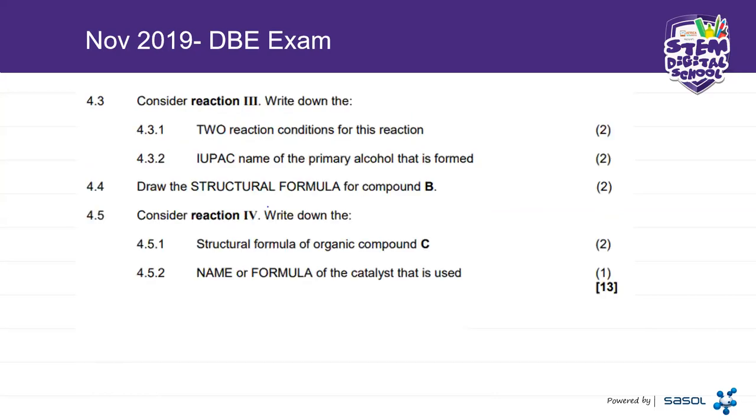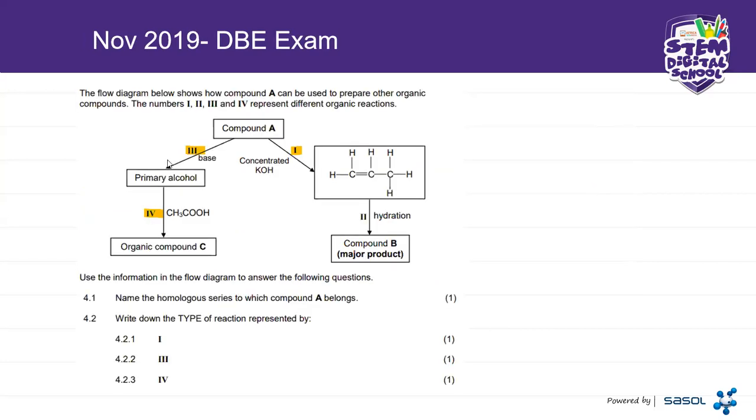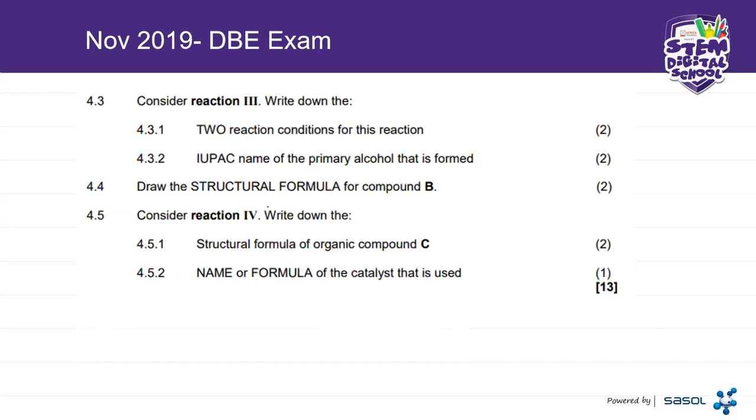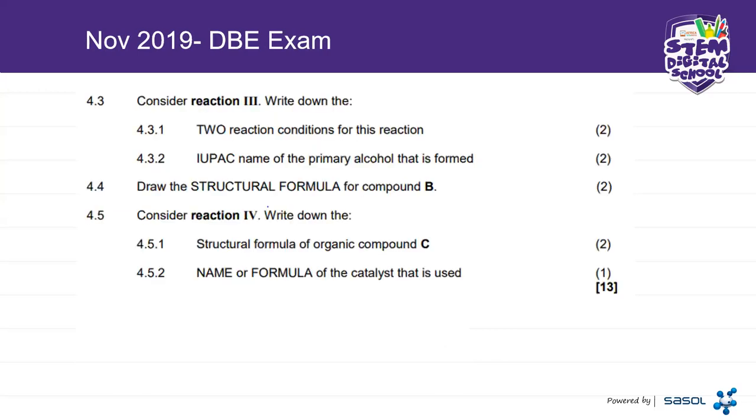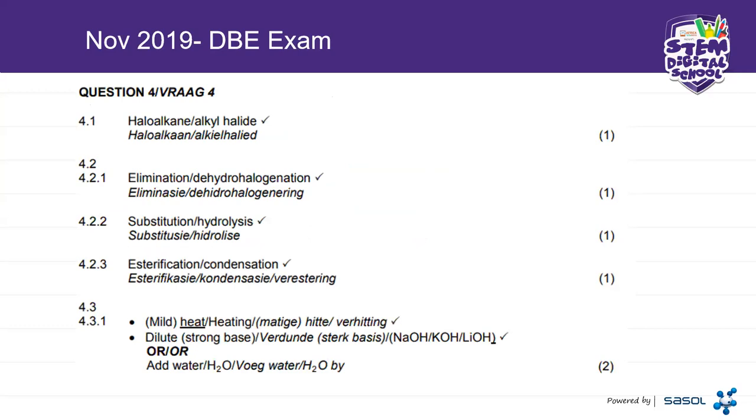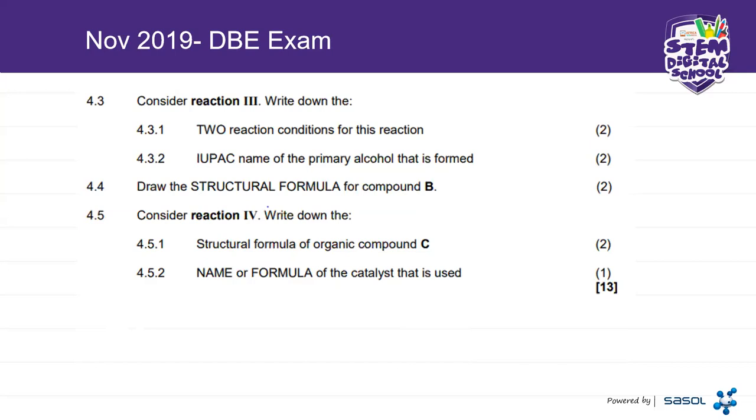So now they talk about considering reaction number 3, which is this one here, where we said it's a substitution reaction. It says, write down the 2 reaction conditions for this reaction. What's most important is for us to understand how we need to write it in our exam as grade 12 to get marks. We are not writing reactions, so please don't make the mistake of trying to compile reactions for this. They just want the conditions.